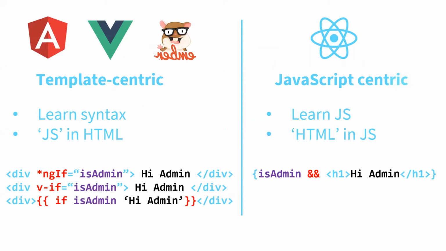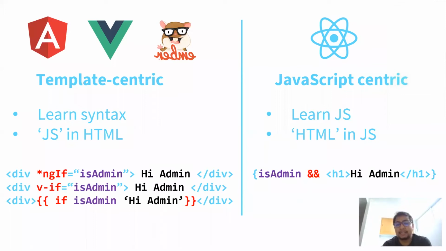Then let's look a little bit at the code. As I told you earlier, React is JavaScript centric, but other frameworks like Angular or Vue are template centric. When we talk about template centric, that means you have to learn the syntax. For example, in Angular, for an if condition you have to use ngIf, or in Vue.js you have to use v-if, or Ember has a different way.